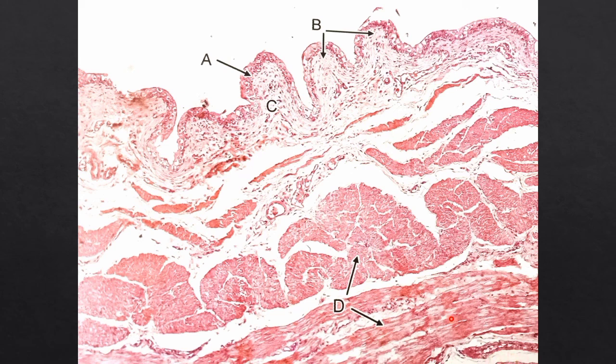But in the slide we can identify only two layers of the smooth muscles. Why? Because when you focus on the muscle coat, you may miss the epithelium. That's why they focus on the epithelium. According to the epithelium, we can easily identify the urinary bladder.